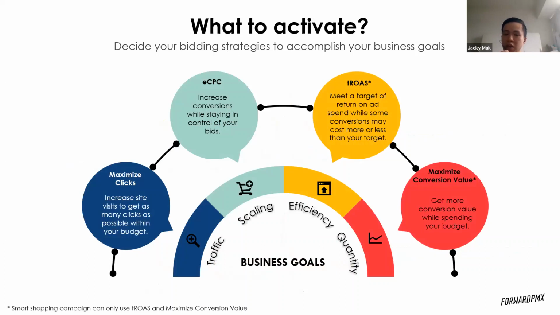After that, we also need to make it clear how we should set up your Google Shopping campaign, and how it can tie back to your business objective. Whether you want to drive traffic, you want to have scale, you want to maximize efficiency, or you just want to maximize your sales from Google Shopping. That is something that we need to be aware of.